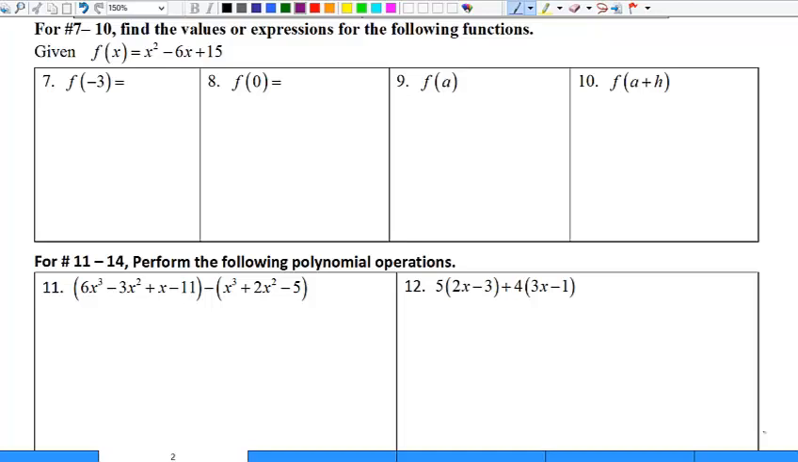For this next section, we are given the function f of x equals x squared minus 6x plus 15, and we are asked to find function values of that function. So the first one is f of negative 3. Notice that the negative 3 is in place of the x. So every time I see an x, I'm going to plug in a negative 3.